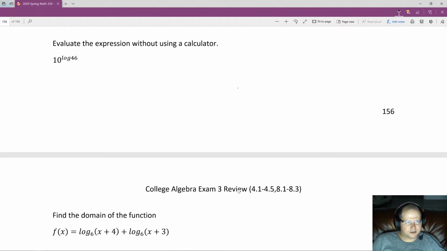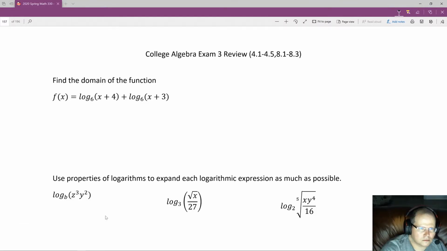Evaluate the expression without using a calculator. If this base here and the base of this log are the same, and if you don't see it, it's understood to be a 10 by default, then it's just going to be equal to the argument. In this case, it is 46.